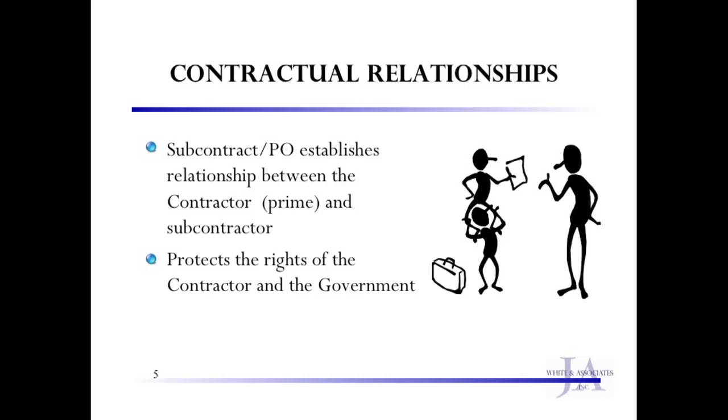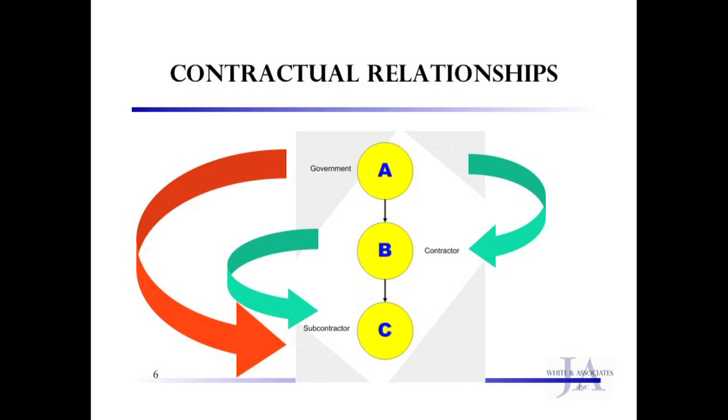Let's talk a little bit about contractual relationships. The purchase orders that we issue, as well as the subcontracts, the whole purpose behind them is to establish relationships between a prime contractor and a subcontractor. When the government looks at a purchase order or a subcontract, they're less concerned about the form or the format. They're more concerned about one important factor, and that is how that document actually protects the government's interests. So we're going to talk about those relationships and how the government is protected within those relationships.